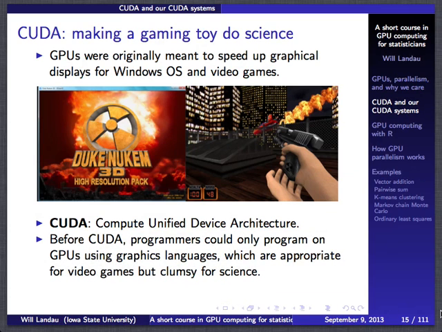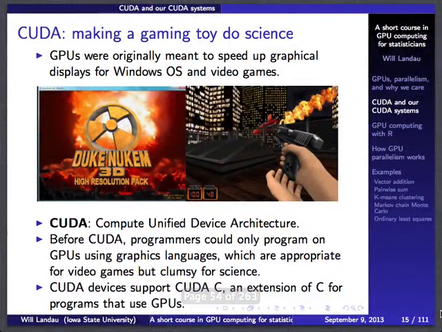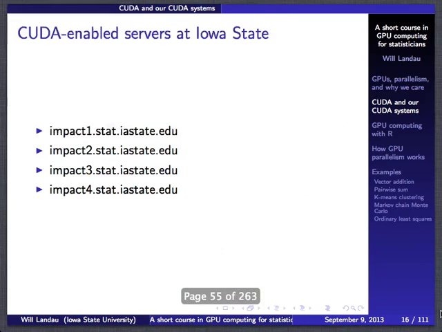So, like I said, before CUDA, you could only use a gaming graphics language for scientific computing, and people did that for a little while. And then CUDA was invented, and now there's this thing called CUDA C, or CUDA C++, which is really easy to pick up if you know C or C++. Knowing C++ makes it even better.